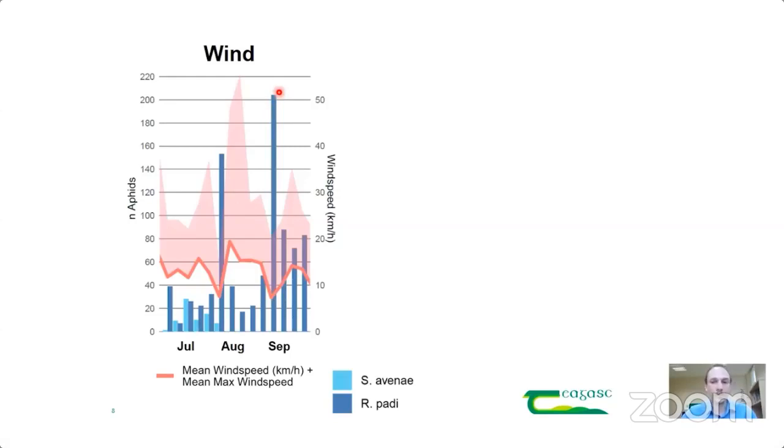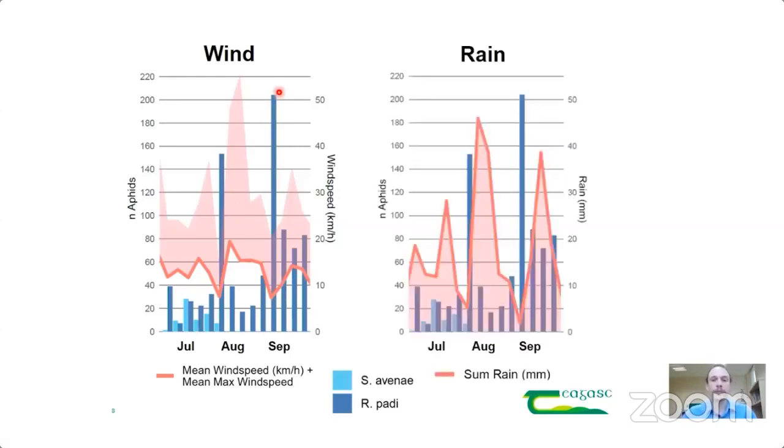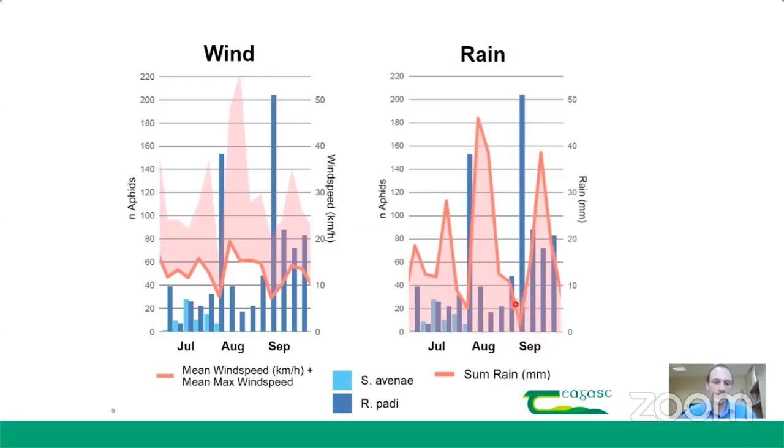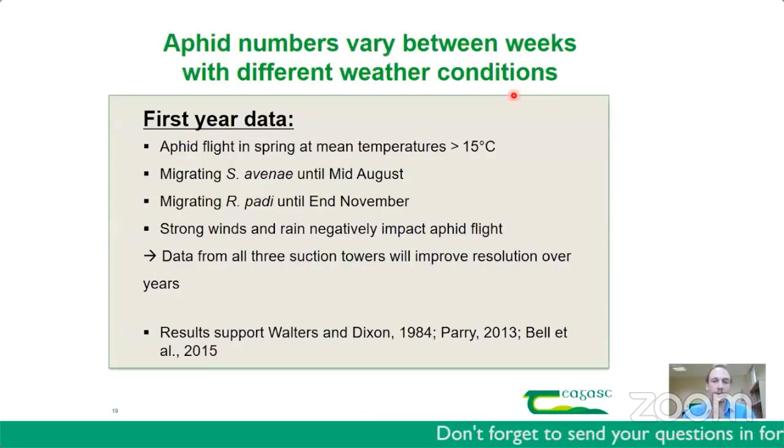We can also do the same with rain data. And as you see, with low rain, we get high aphid numbers. With loads of rain, we get low aphid numbers, and then vice versa again, with low rain, we get high aphid numbers again. However, this is the first year of data, but it also shows us some interesting things.